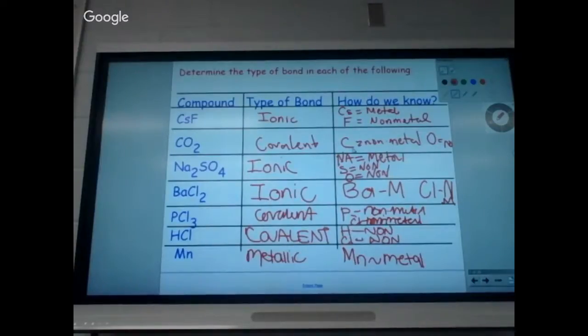What is that called? It's called an alloy, which is a mixture of metals.